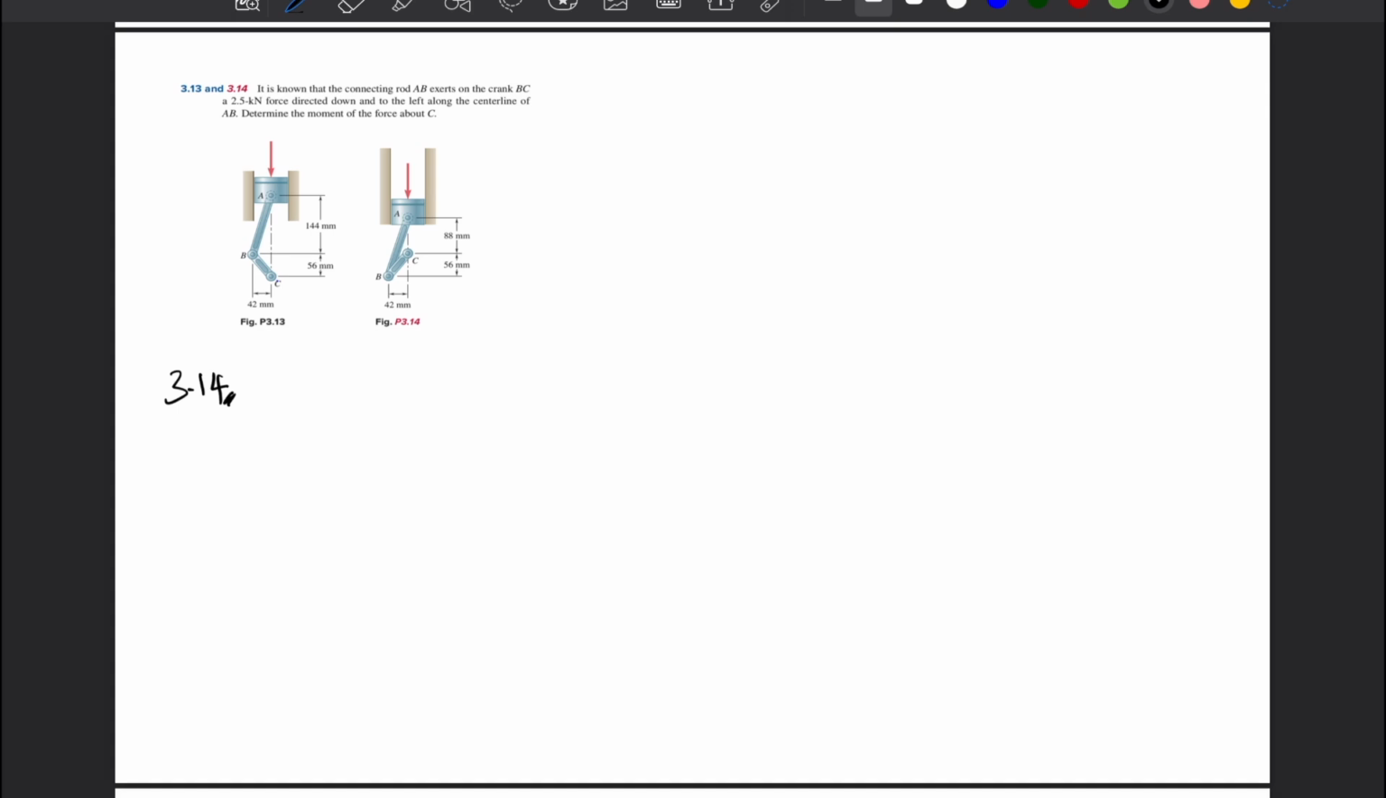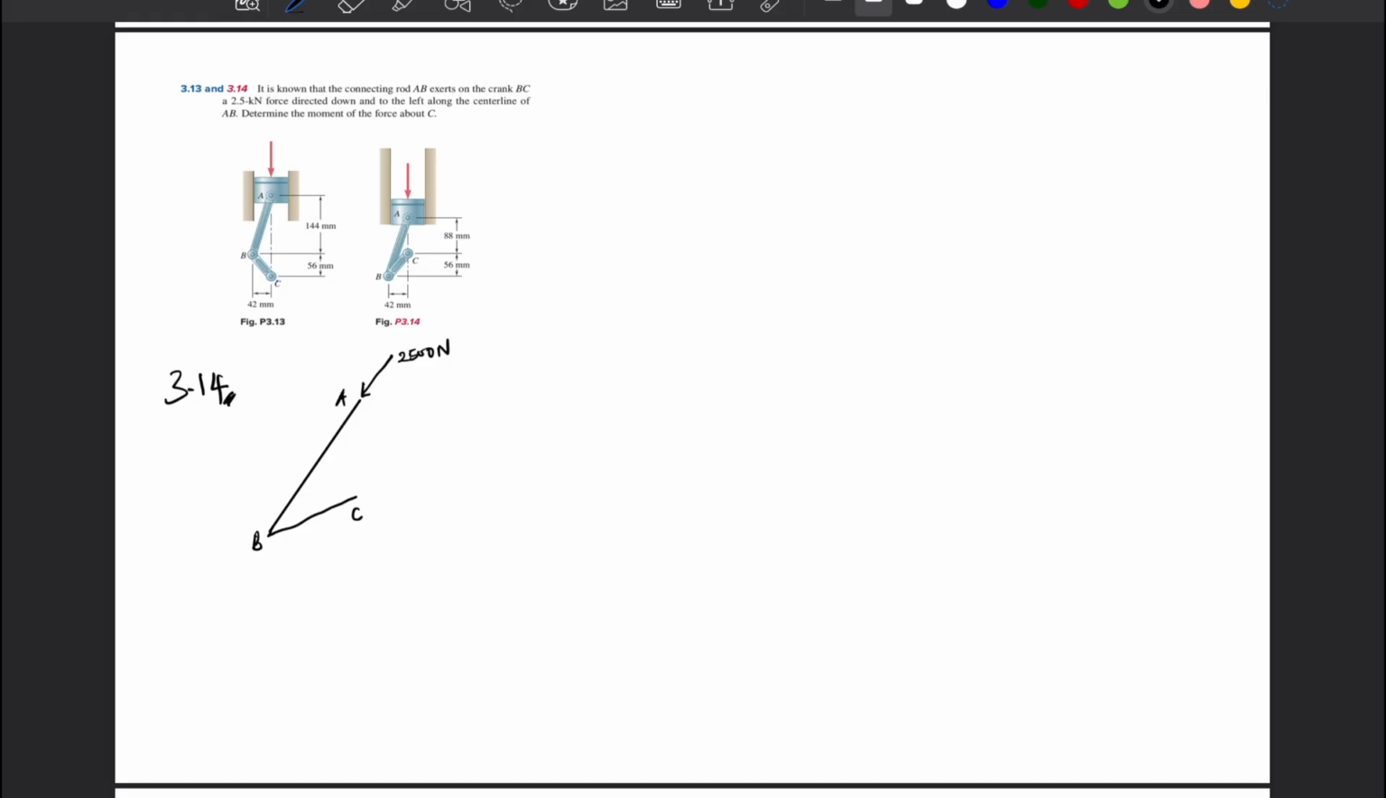So we can first draw our free body diagram this way. Then A, B, C. Then we are told that a force acts along this center line AB, so you can draw our force this way. I have to convert the 2.5 kilonewton to SI units, so that's 2500 N.